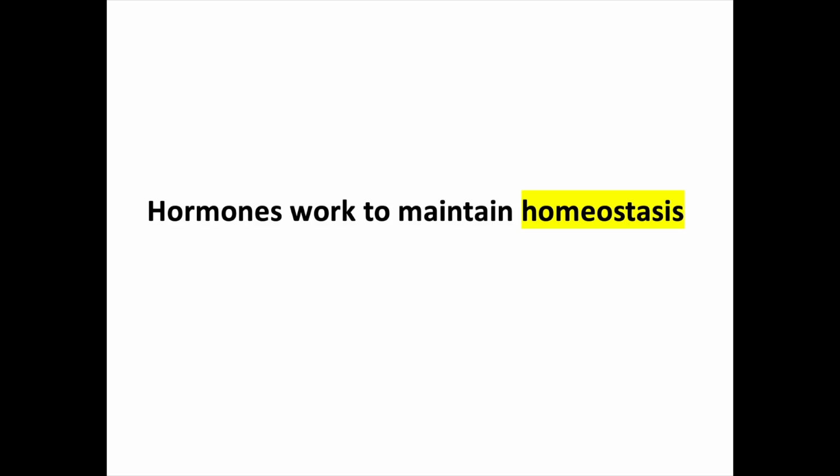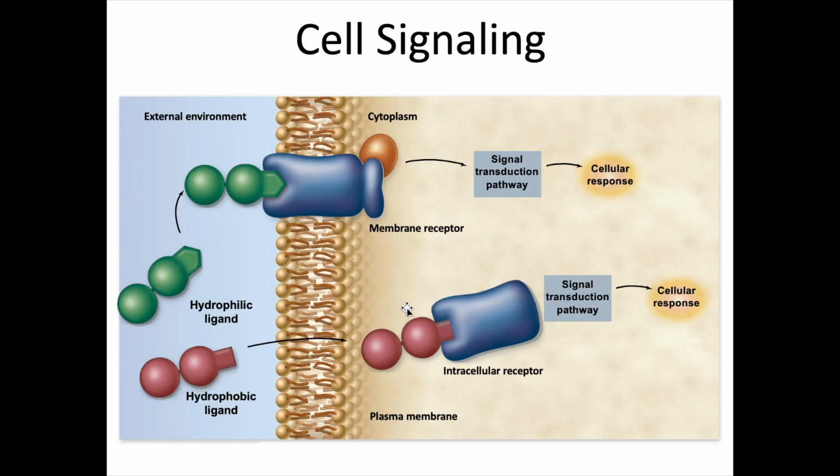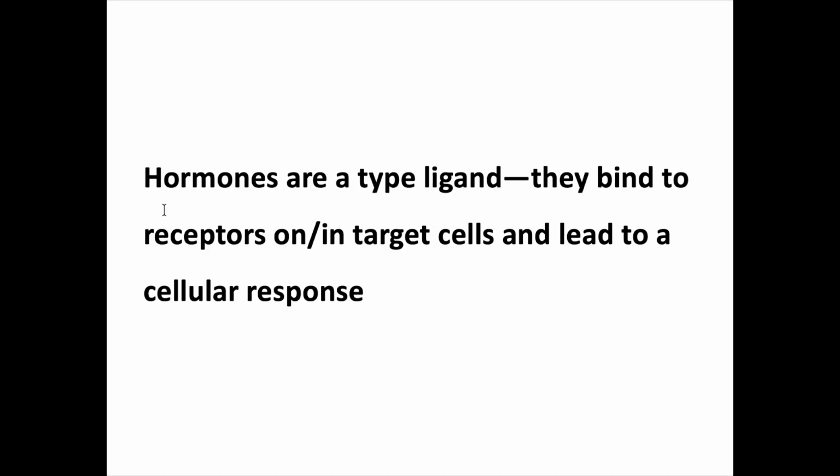Okay, how do they do this? Well, hormones are a type of ligand, a signaling molecule that are going to bind to a receptor and make a cell behave differently. Maybe you remember this slide from BISC 1303. Hormones are a type of ligand. They bind to receptors present on target cells or inside of target cells and ultimately lead to some kind of cellular response. I'm being vague here: bind to receptor, lead to cell response. Let's look at some more specific examples of this.